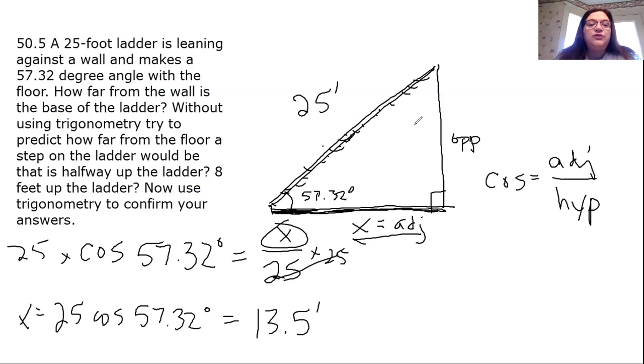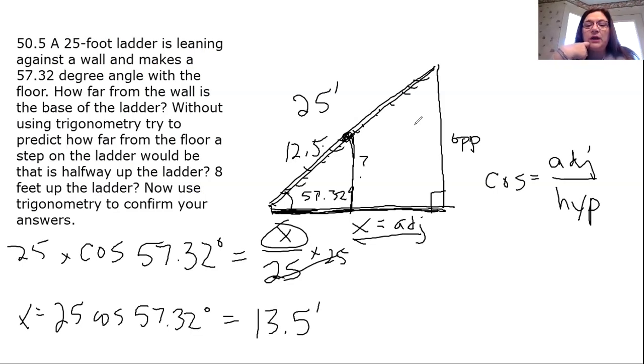Now it says without using trigonometry, try to predict how far from the floor a step on the ladder would be that's halfway up the ladder. So if we just go halfway up the ladder, how far from the floor is a step on the ladder? That's that question mark. What would it be? We know that this would be 12.5 if we're only halfway up the ladder.